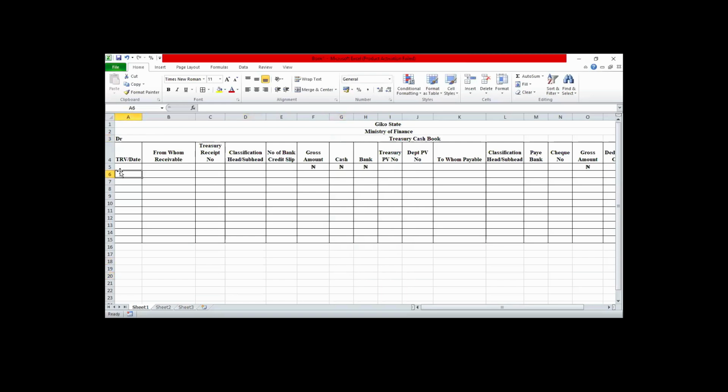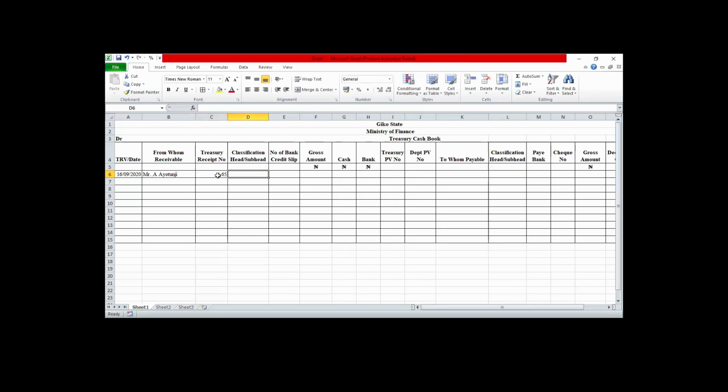What is the date on the receipt? The date on that receipt is our concern. What is the date? 16th of September. 16/09/2020. Who do we receive the money from? Mr. A. Ayotunji. What is the receipt number? 65. I'm with you. What is the head of the revenue based on the question? The head and subhead of the revenue.